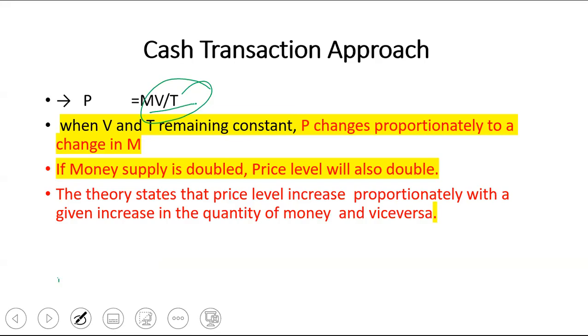If money supply is doubled, then price will also double. That is the theory. Direct relationship. When money supply doubles, price will double. When money supply becomes half, price will also become half. This is the general theory. Very, very easy theory.